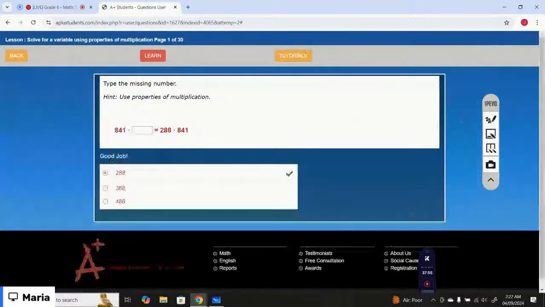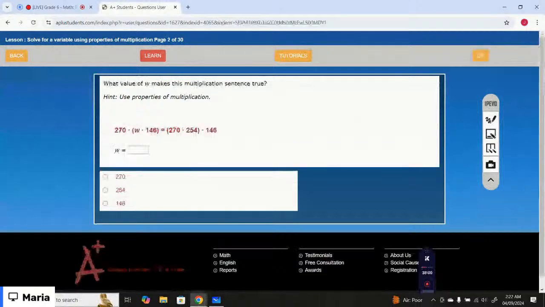Okay, the next one is 270 times W times 146, that equals 270 times 254 times 146. So which number is W? Which is the correct option?